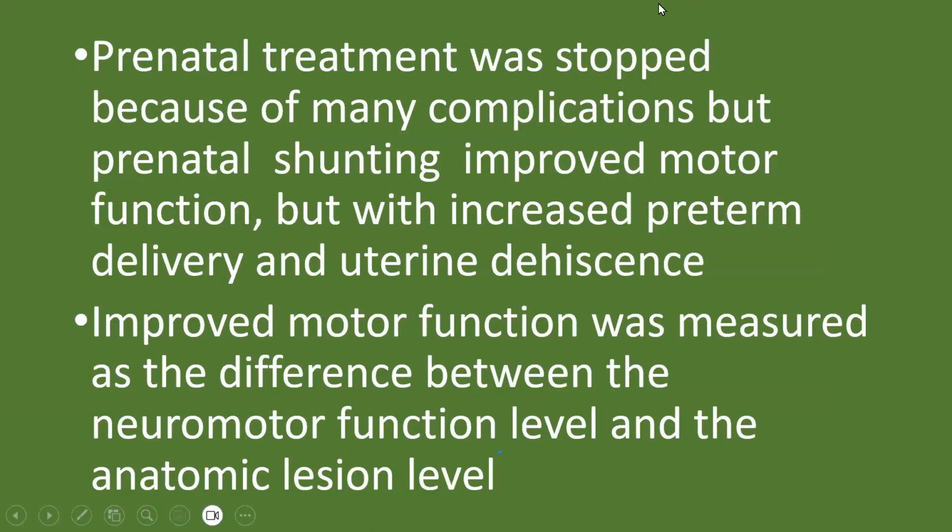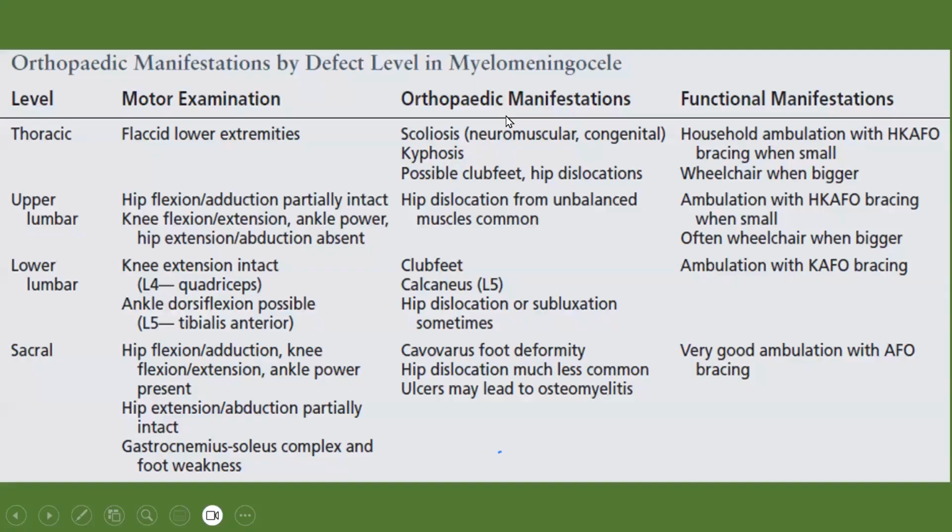The orthopedic manifestations by defect level of myelomeningocele. You have to learn this table, where you have the thoracic level, where you have flexed lower extremities, you have the upper lumbar, where you have hip flexion, adduction, partially intact, knee flexion, etc. You have lower lumbar, and you have the sacral. You have to differentiate between these levels on a proper physical examination.